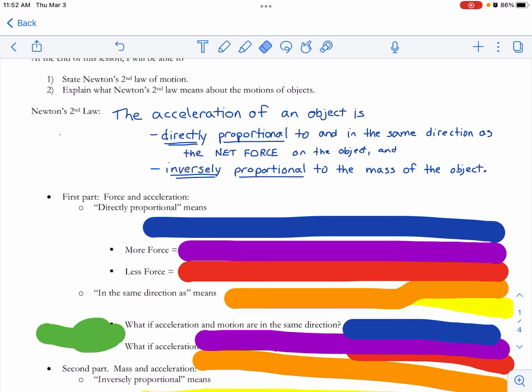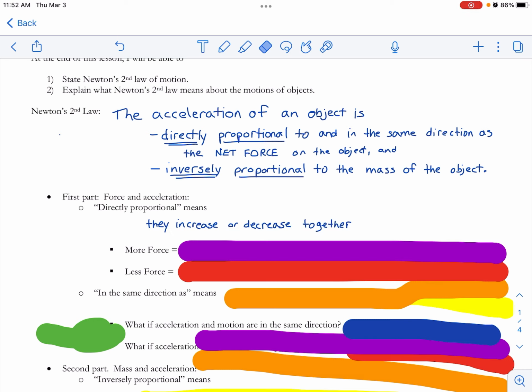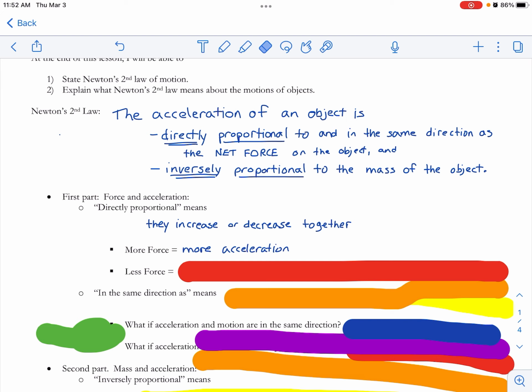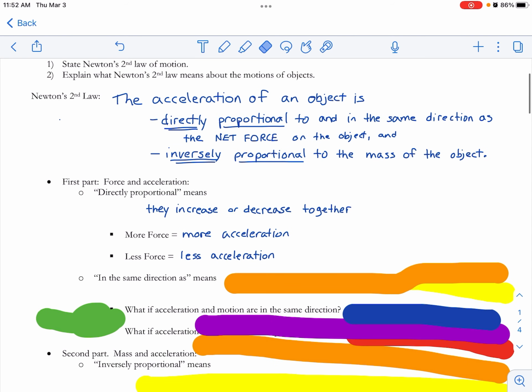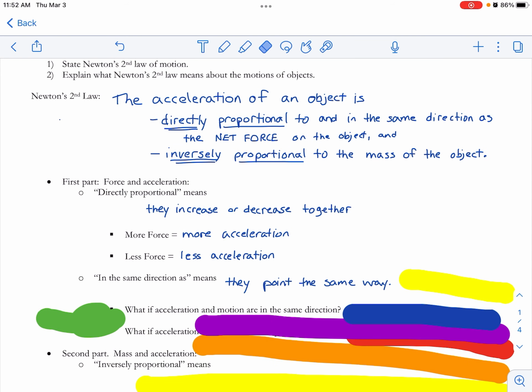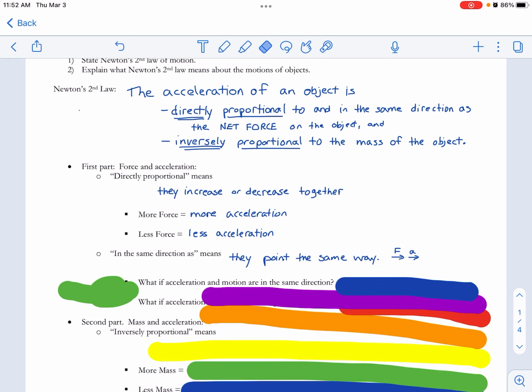Okay, directly proportional means that they change in the same way. They increase or decrease together. So what you saw in the lab was that when you applied more force, you ended up with more acceleration. And when you used less force, you saw less acceleration. Okay. When we say in the same direction, we literally mean that they point in the same way. So when there was a force in that direction, that was the direction of the acceleration, okay?